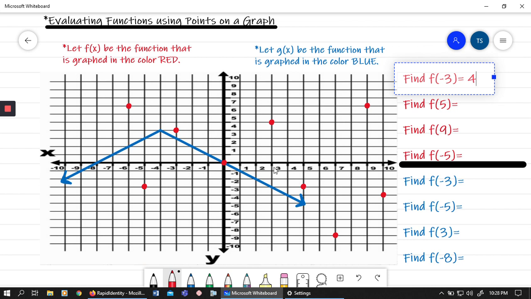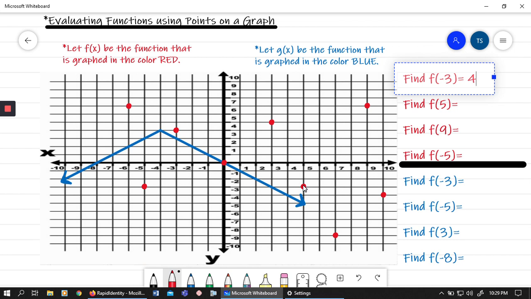f of 5. Again, we're looking at the red function. We're going directly to the x value of 5, so let's count it from the origin. We're going right 5 from the origin: 1, 2, 3, 4, 5. There's only one red dot that has the x value of 5, and that is if we go down 3, right? So that's 1, 2, 3 down at that x value of positive 5. Down 3 means that the y value there is negative 3.